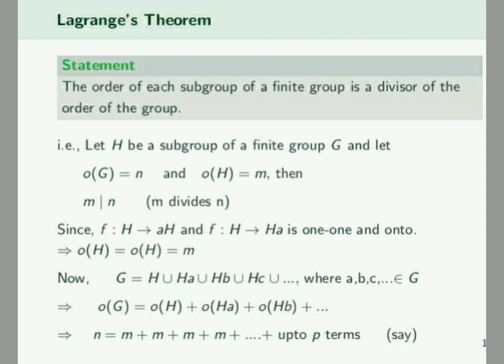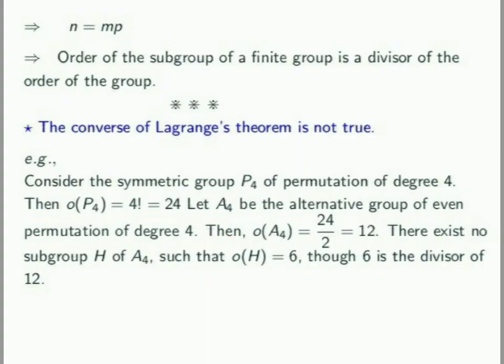Since order of G equal to N and order of H equal to M, applying these conditions, we get the result N equal to M plus M up to P terms. Next line, N equal to MP, then P equal to N divided by M. Therefore, order of H is a divisor of order of G. Hence, the order of a subgroup of a finite group is a divisor of the order of the group. Hence, the proof.